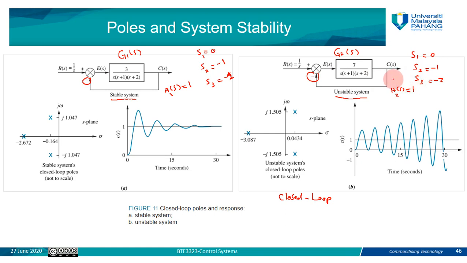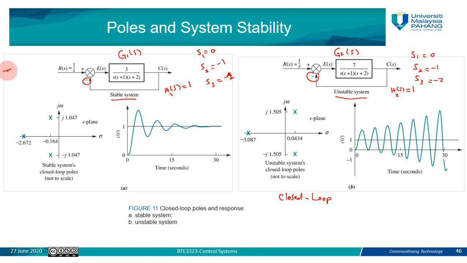But if I calculate the closed loop, the value of the gain here will affect the closed loop transfer function. So I will get a different transfer function for the closed loop. If I have a different transfer function, I will also get different poles. If you try to find the closed loop transfer function for this feedback system, you just apply this formula.